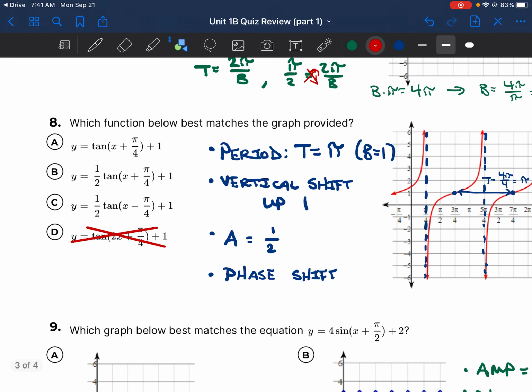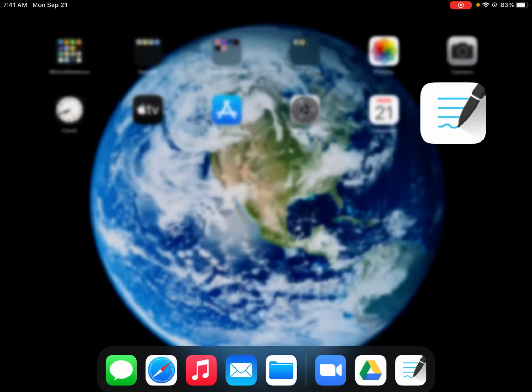So that means we can go ahead and get rid of answer choice A, which has an A term of 1. Now looking at the remaining answer choices, one has a phase shift of left pi over 4, and C has a phase shift of right pi over 4. So we need to figure out which is the correct phase shift. When you think about the parent function of tangent, let's go ahead and graph it here just so that we have a good idea of what's going on.